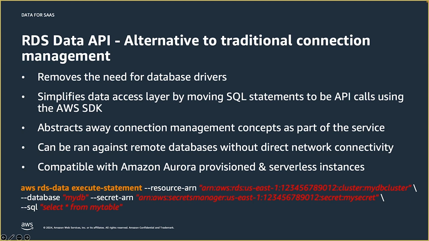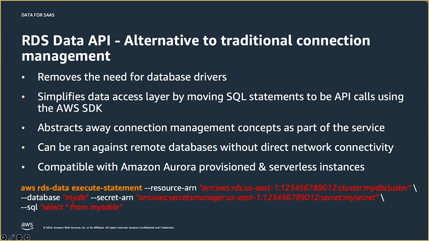It abstracts away the connection management as part of the RDS data implementation. So this means that you don't need any client or application connection pools or any connection pooling logic within your application. You actually don't need any database drivers at all. And you don't need any centralized connection pooler like a PG bouncer or an RDS proxy. Instead, you just use the RDS data API directly like you would any other AWS API call like S3 or DynamoDB, for example.